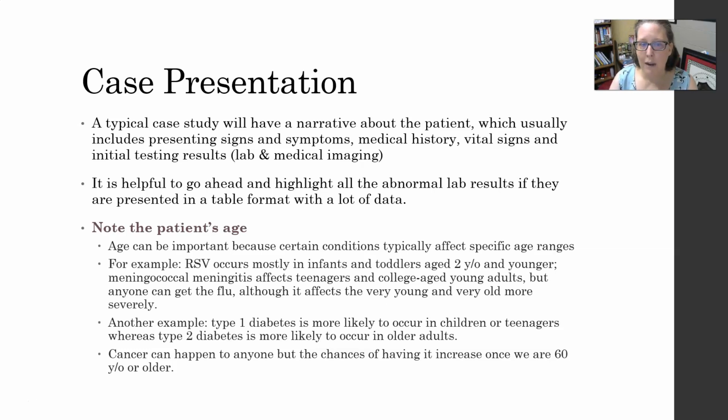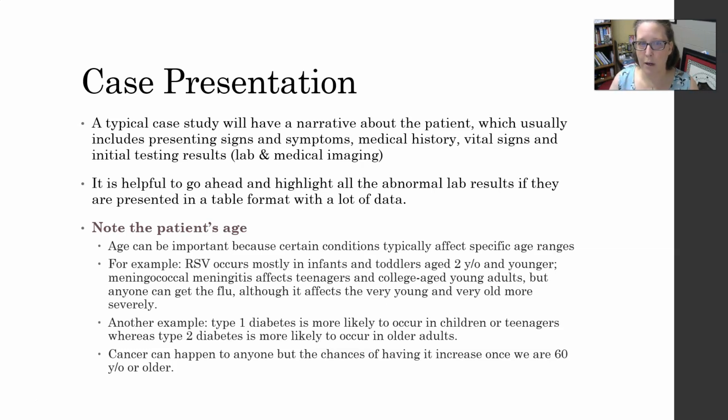I feel it's helpful if you have it printed, or if you can, in your book, to highlight all the abnormal lab results, especially if they're presented in a table format with a lot of data. If you have all your chemistry results or all your hematology results, and it's a big old table, it's just nice to highlight them, or maybe you can note them separately on a piece of paper. Okay, so let's then proceed logically.